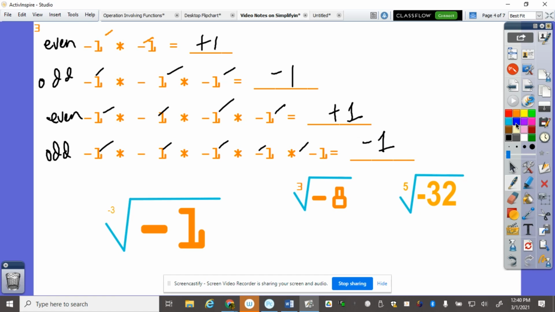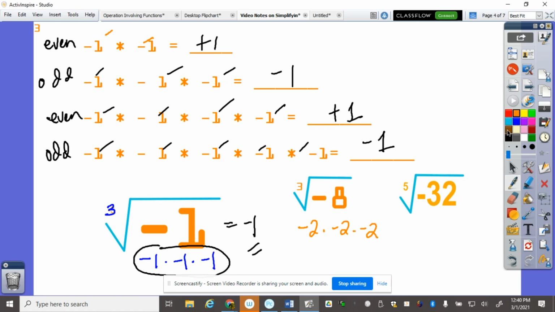Why am I explaining that to you? Because if you have, this should be a 3. Okay. If you have a cube root of negative 1, that means you can come up with negative 1 times negative 1 times negative 1. You have to group them into 3 parts, and I have a group of that. So the answer here is just negative 1. If I have cube root of negative 8, then I can have negative 2 times negative 2 times negative 2. That will give me 3 groups of that. So the answer is negative 2.